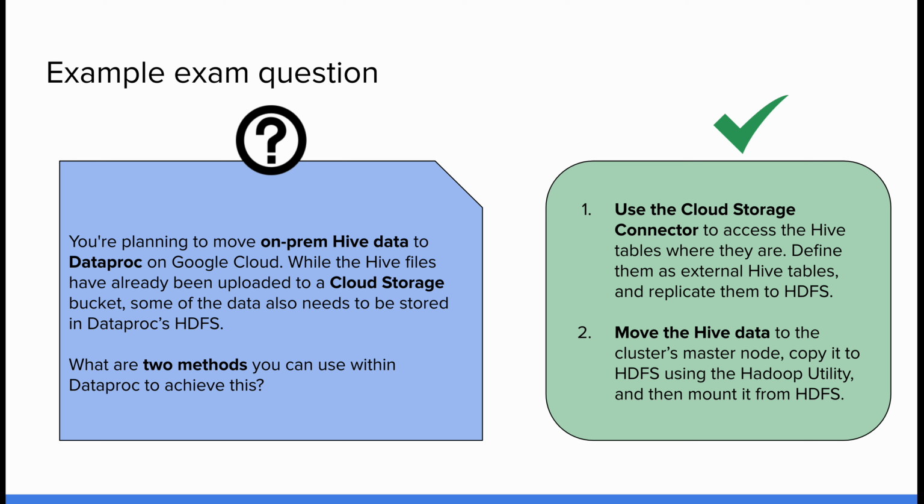Then the second option, you can move the Hive data to the cluster's master node, copy it into HDFS using the Hadoop utility and mount it from HDFS. This is more direct. Here you're manually moving the Hive data into the master node of the Dataproc cluster, copying it into HDFS and then mounting it. It's more aligned with HDFS specific processing, which we covered when we talked about scenarios where in-cluster storage and low latency data can be more important. If you need faster access to data or specific HDFS features, this would be potentially the better option.